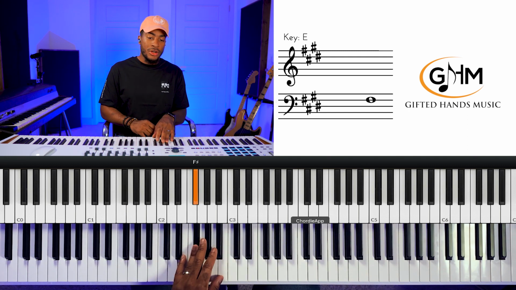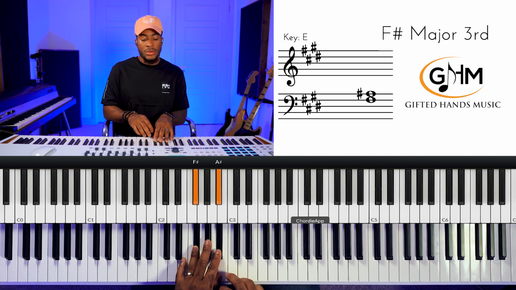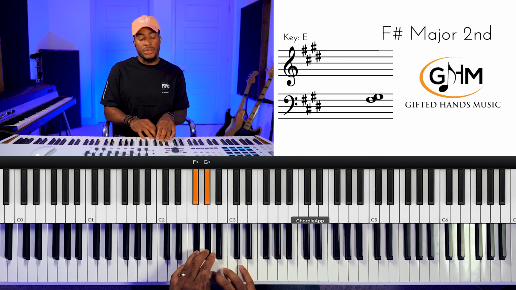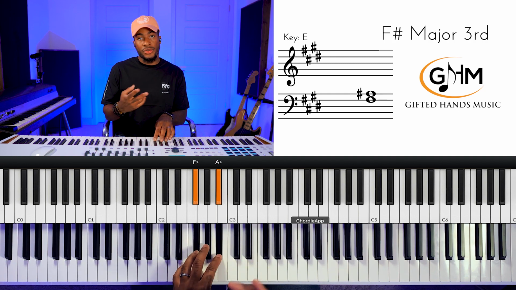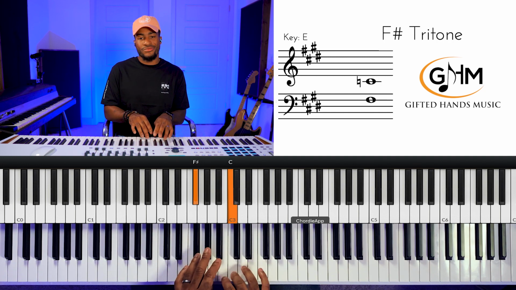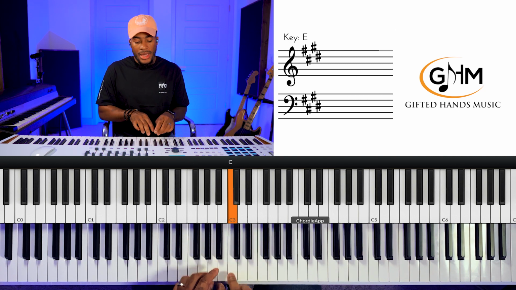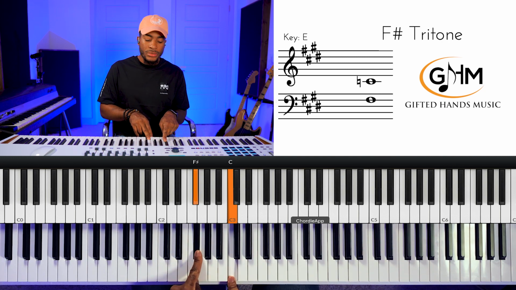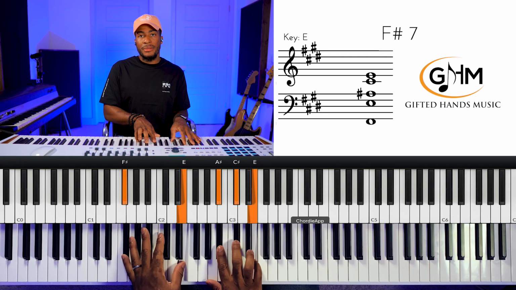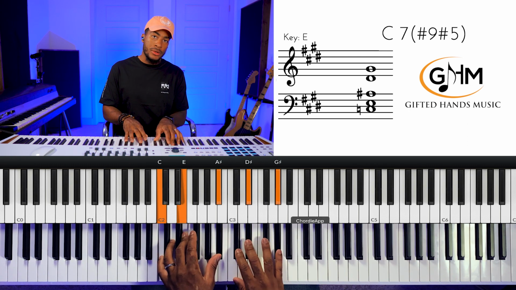So F sharp, what's a tritone away from F sharp? We're going to go up 3 whole steps. So F sharp to G sharp, 1 whole step. G sharp to A sharp, 2 whole steps. A sharp to C, 3 whole steps. So C is the tritone to F sharp. So I can replace this F sharp dominant chord with a C dominant chord. Okay.